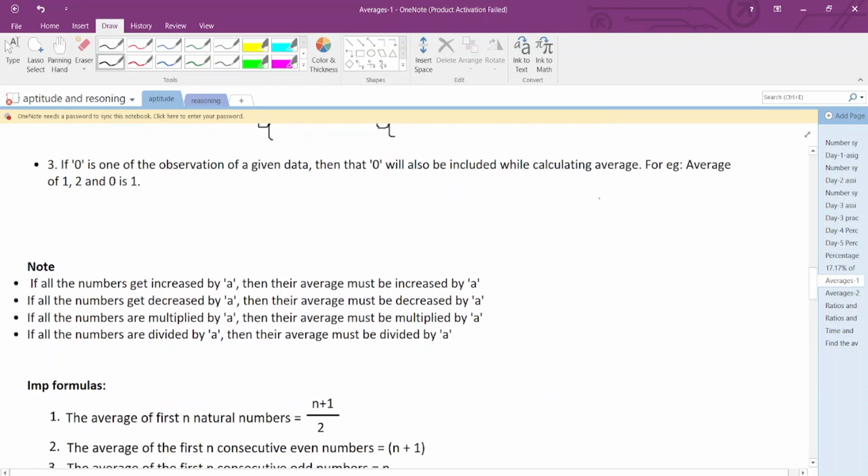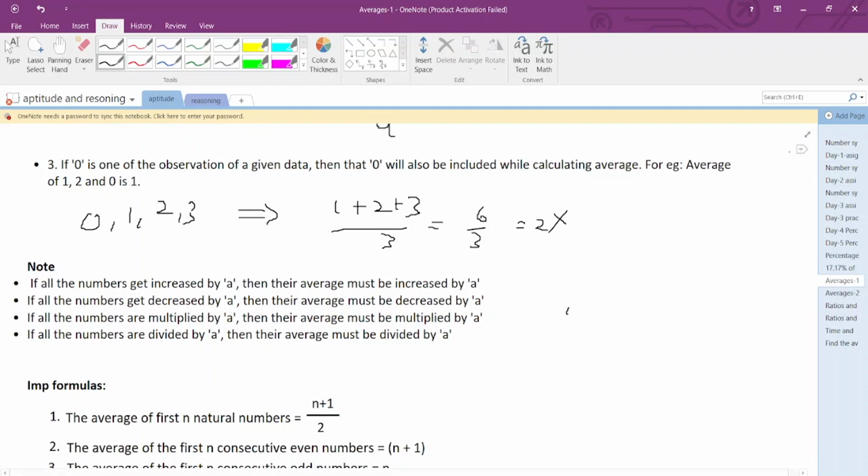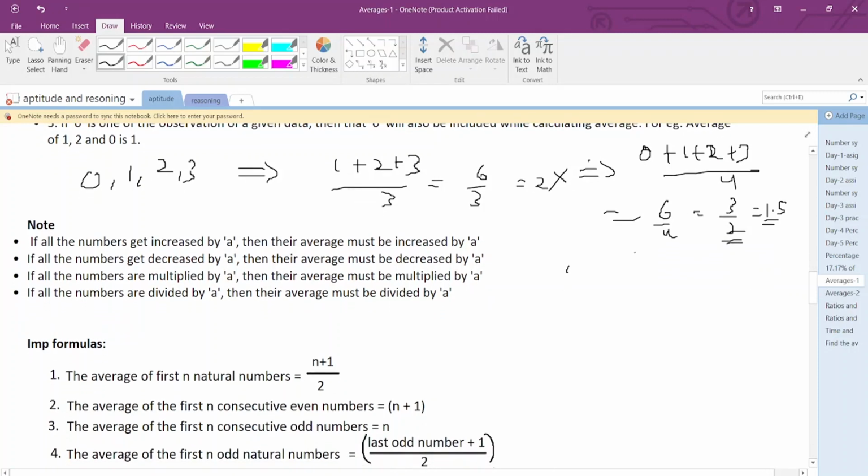And what is the third property? See, sometimes in a question, let's suppose they ask to find the average of 0, 1, 2, 3. But what do we do? Sometimes, since 0 has no value, we do 1 plus 2 plus 3 by 3, 6 by 3 is equal to 2, right? So this is wrong. Whenever you find a 0 value in the given observed data, you have to consider that also. So then what should we do? 0 plus 1 plus 2 plus 3 by total number of items, which is 4. So 6 by 4, which is equal to 3 by 2. So this is equal to 1.5, the average. So this is the way we have to do it. Don't neglect 0. You have to consider that also. Hope it's clear. Now moving to the next one.